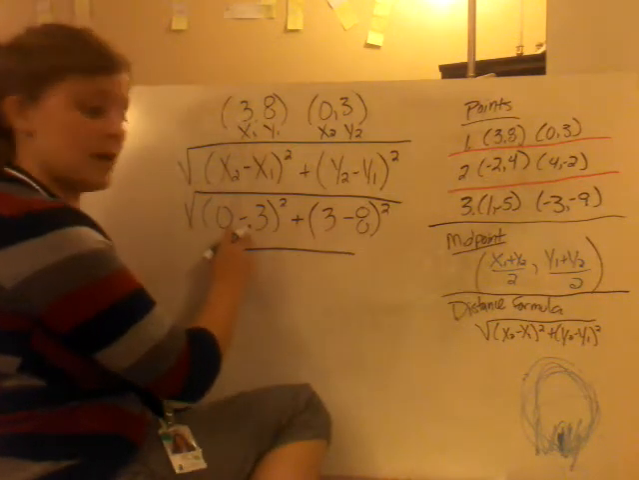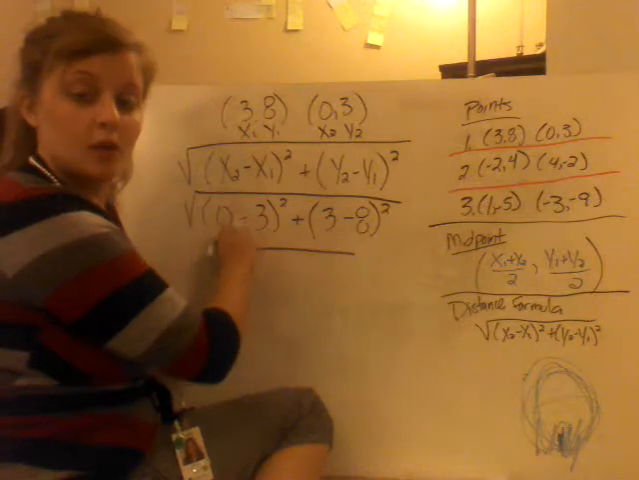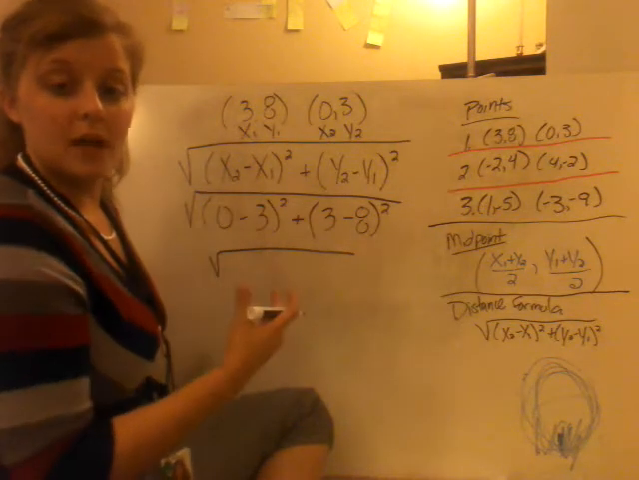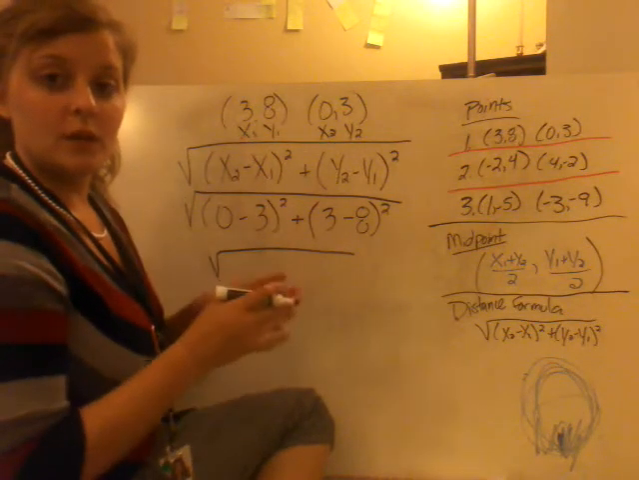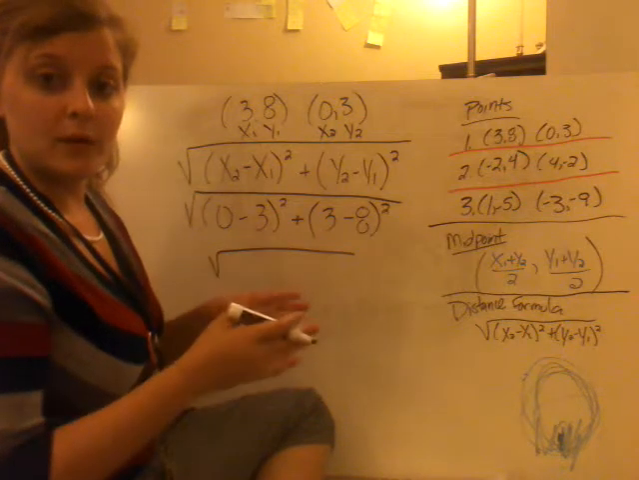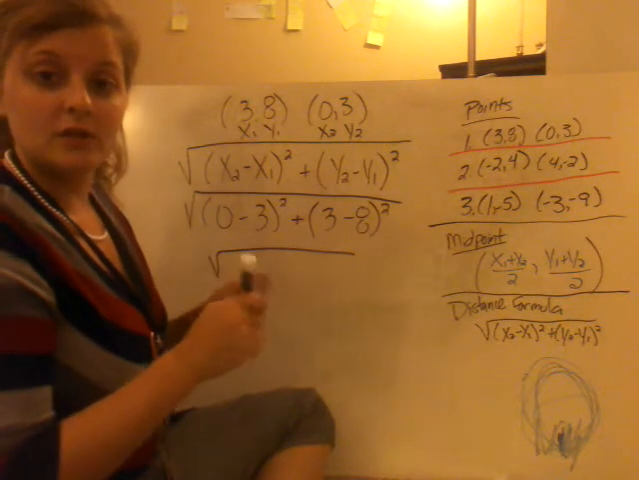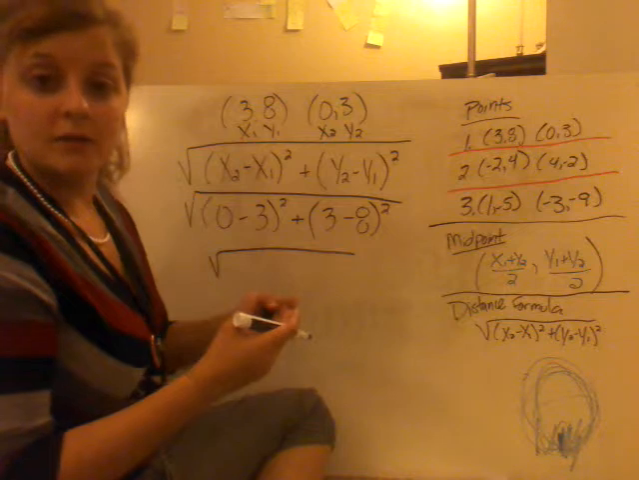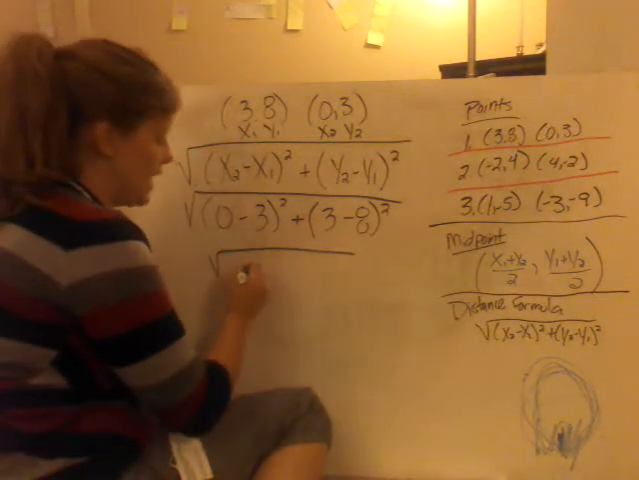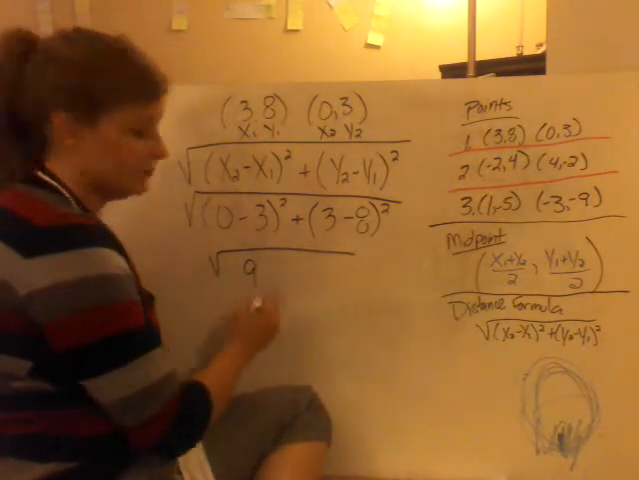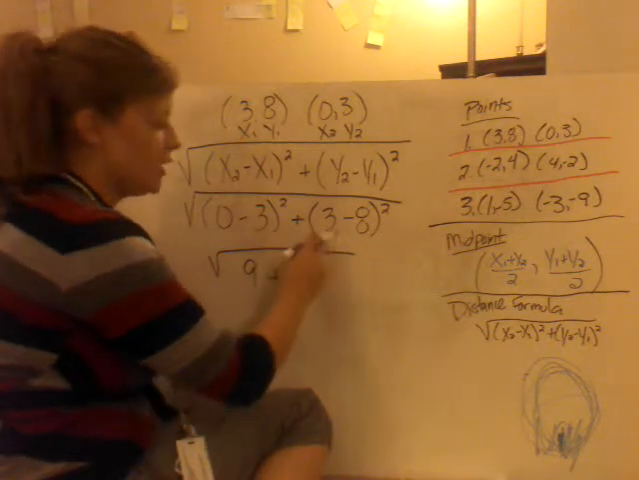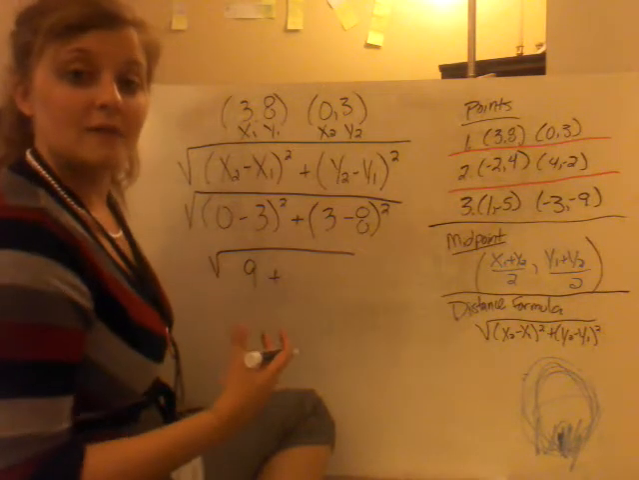So now I have 0 minus 3, which is a negative 3. Squared means you multiply it by itself. So if it's a negative 3, then it's negative 3 times negative 3. A negative times a negative cancel each other out, or it creates a positive. So I have positive 9 plus 3 minus 8, which is negative 5.